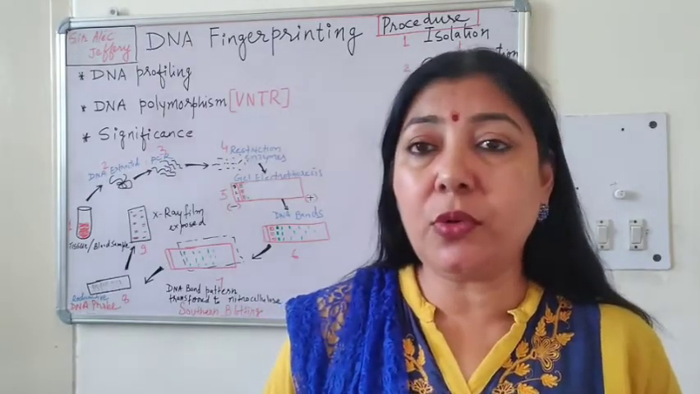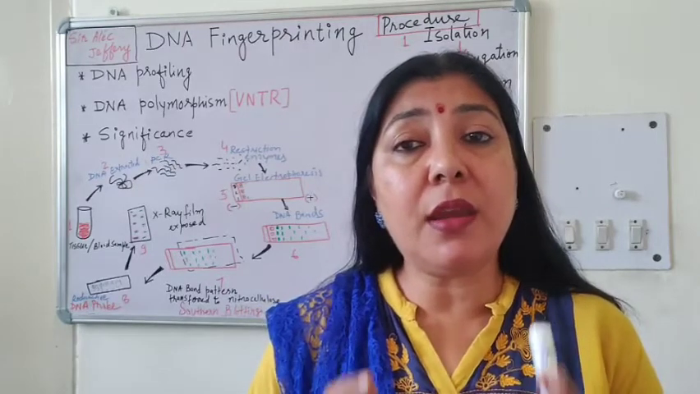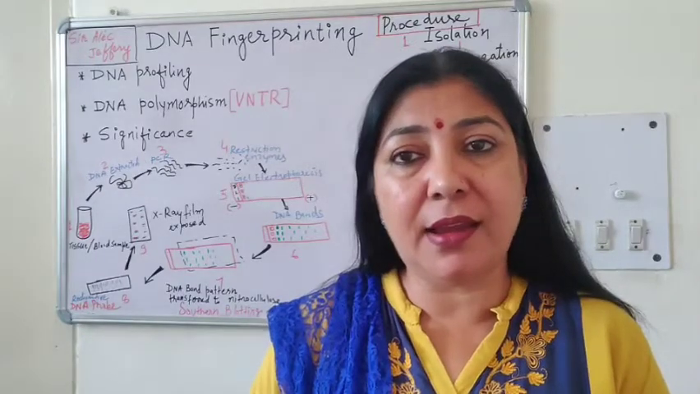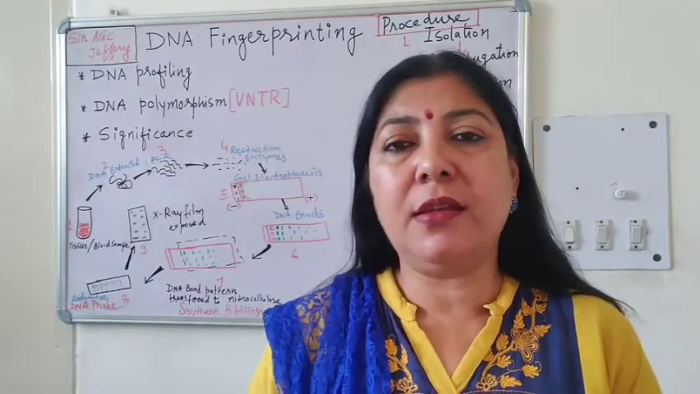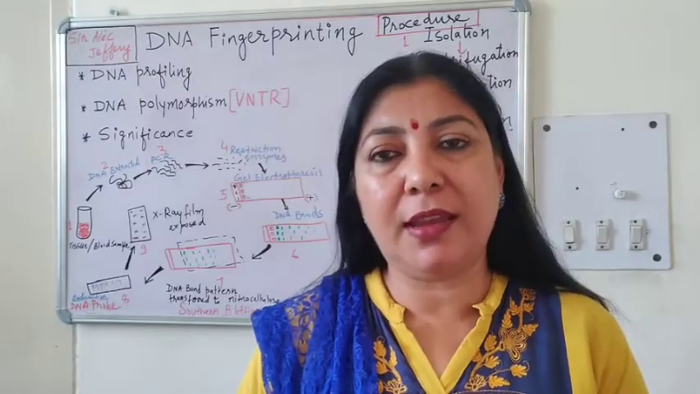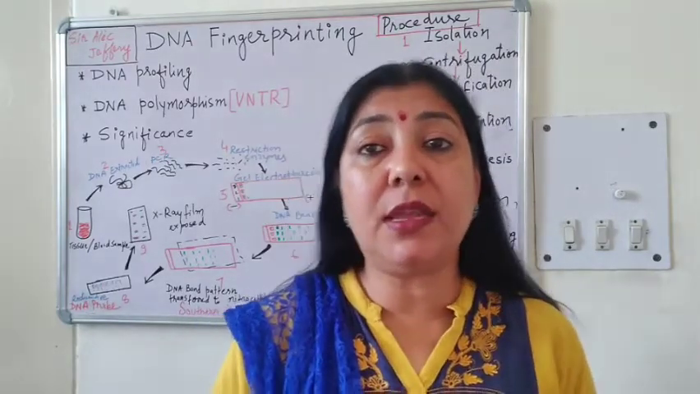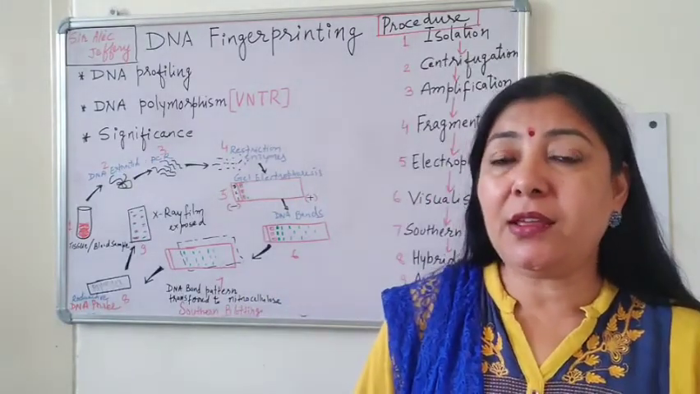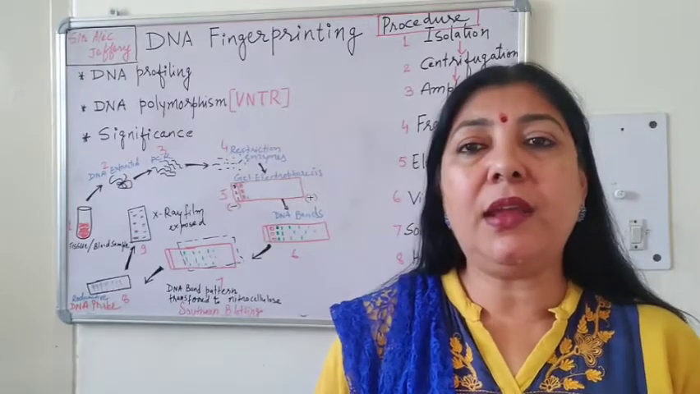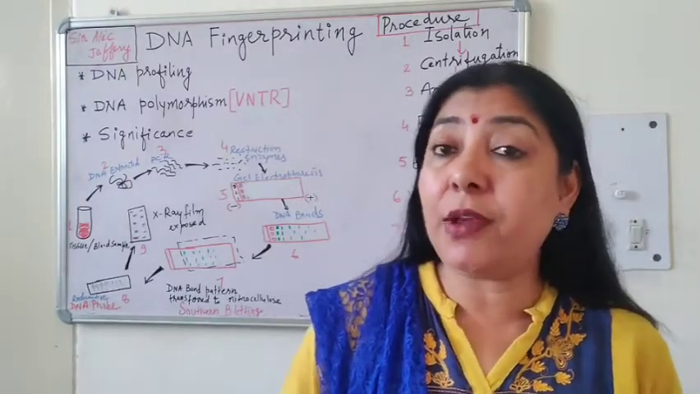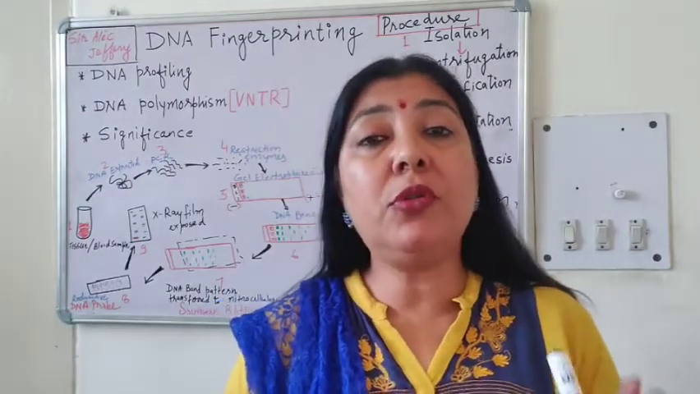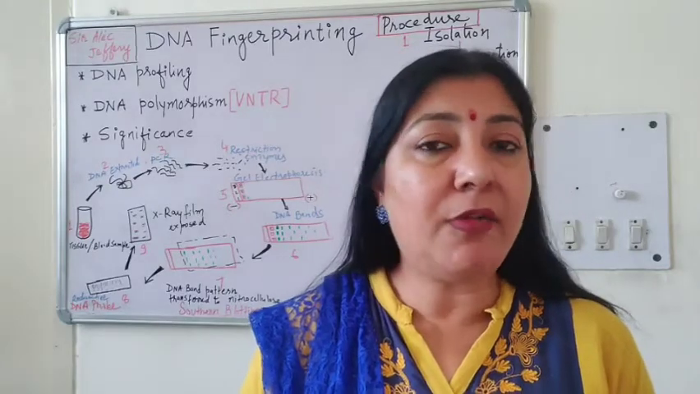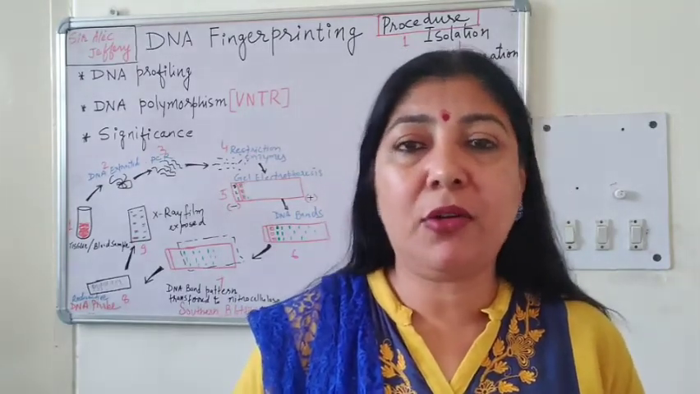Though you will be surprised to know that 99.9% of DNA in all humans is exactly the same. There is difference only in 0.1% of DNA. And based on the difference in the pattern of these 0.1% of DNA, we can make our DNA fingerprints. And the DNA fingerprints of only monozygotic twins, that is identical twins, are the same. Otherwise it is different in all other organisms.